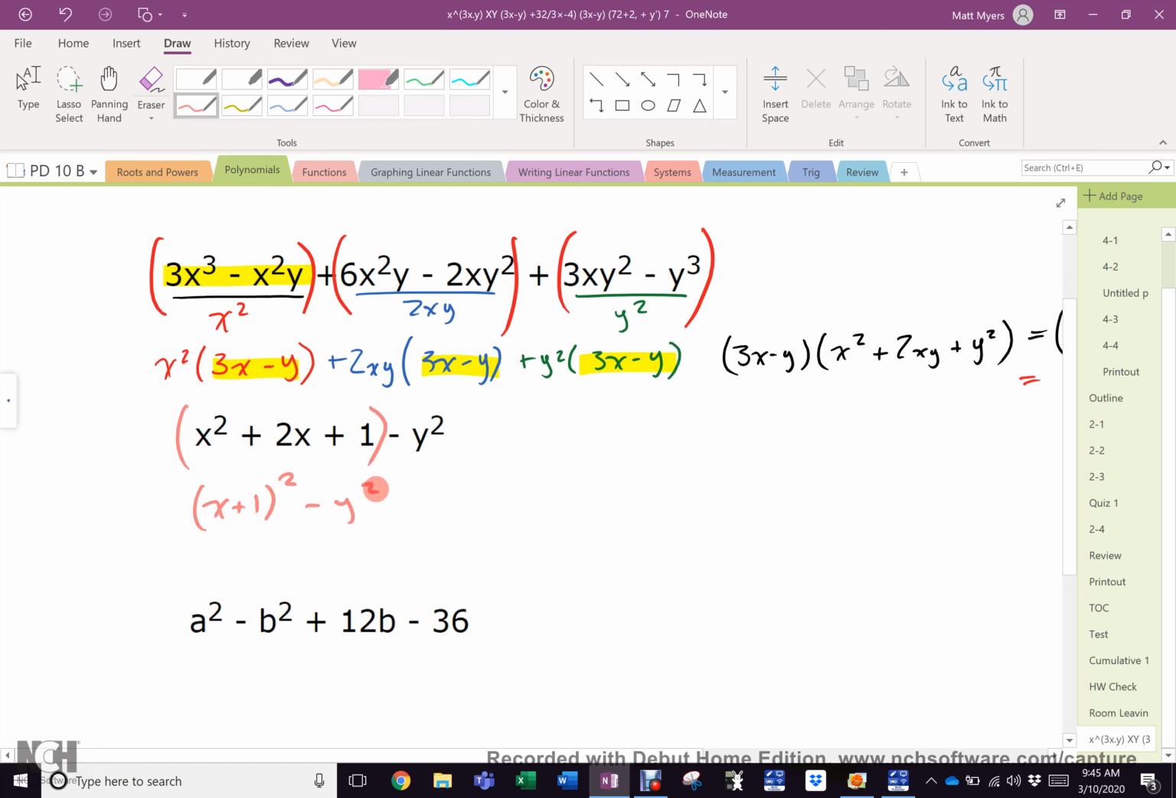Minus y squared. And now what do you see? They're both squared minus squared, right? So I take the square root of the first one, which is what? X plus 1 plus the square root of the second one, which is y, and then x plus 1 minus y. Done.